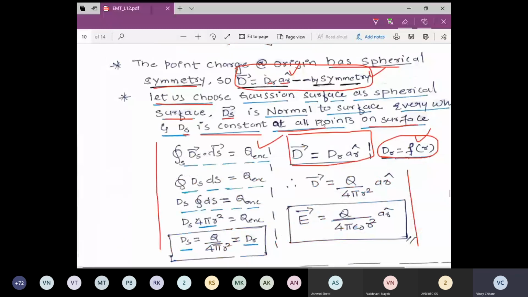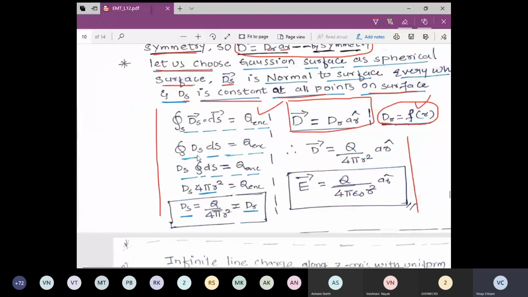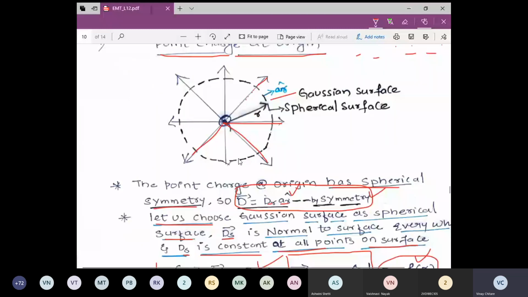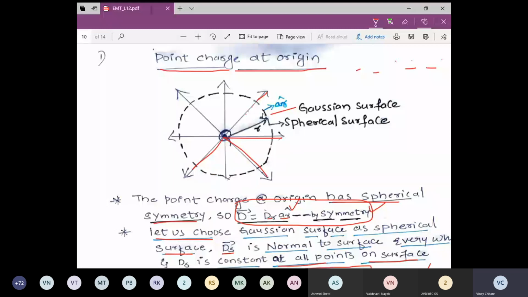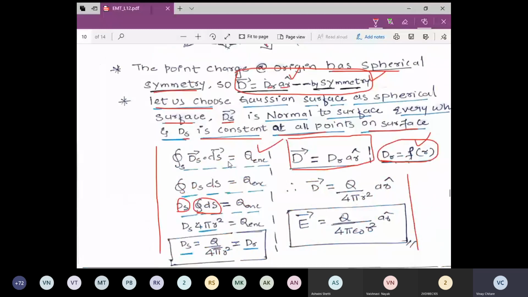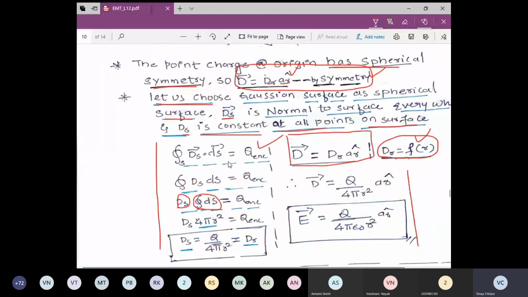As I said, the dot product will lead to a scalar product, and next I said it is a constant, so we can take it outside the integral. So we are left with only dS, and this is nothing but the surface area of the sphere, and we know that the surface area of the sphere is 4 pi r square.